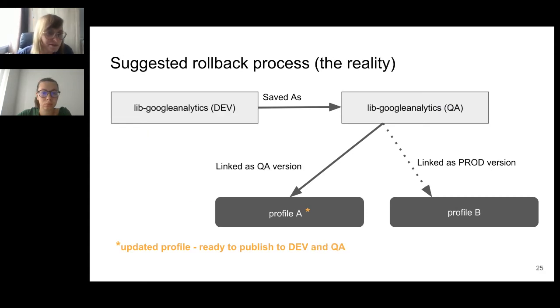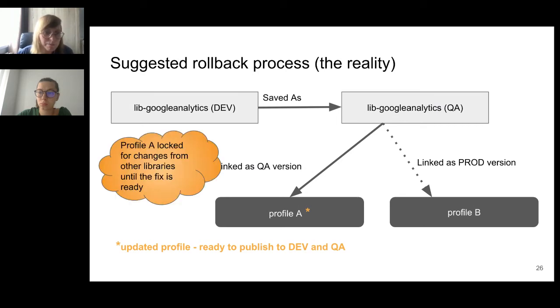And we are on the QA steps here. So I've already saved my fix to the QA version. And profile A is still locked. If I had production changes from other libraries in profile A, at this point it would basically be impossible to test those changes from other libraries in isolation. And this is one of the cases of race conditions I mentioned before.